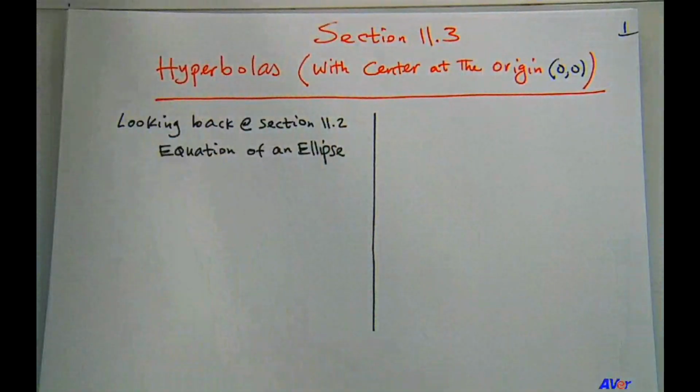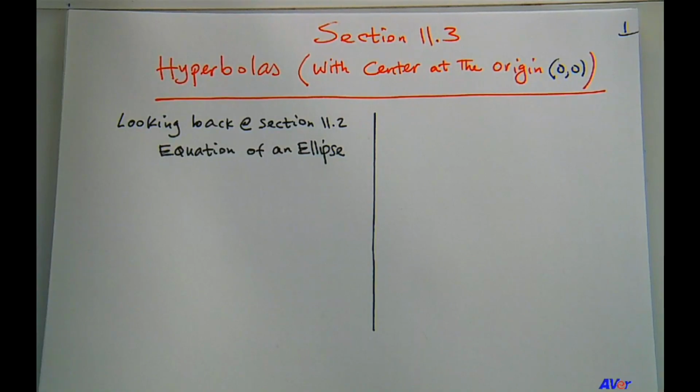Well, hello again, everyone. Welcome to our discussion of section 11.3, which will be about another conic section known as the hyperbola. Before we jump into the details of what a hyperbola is, what its graph and equation are, and the other details, I wanted us to look back at the equation for an ellipse and make a quick comparison between the equation of an ellipse and the equation of a hyperbola before moving forward.